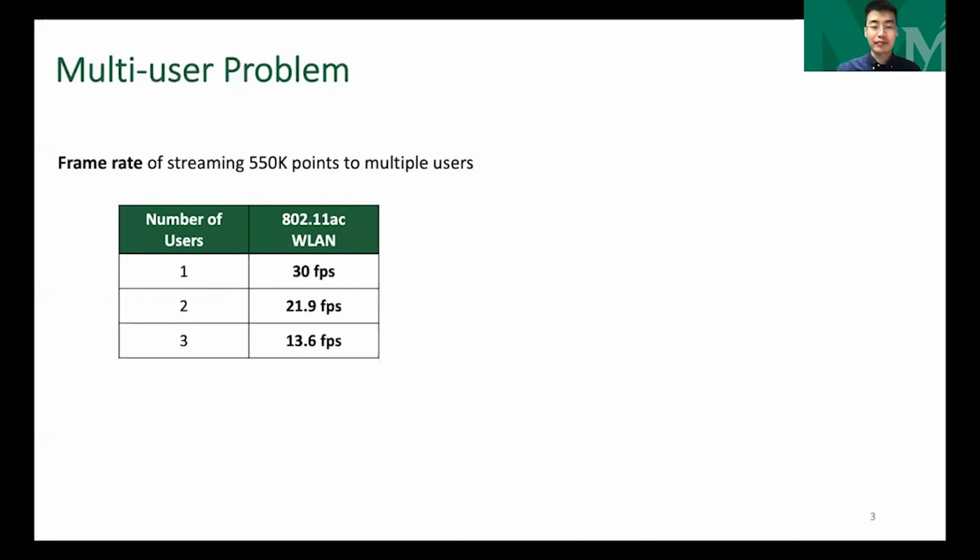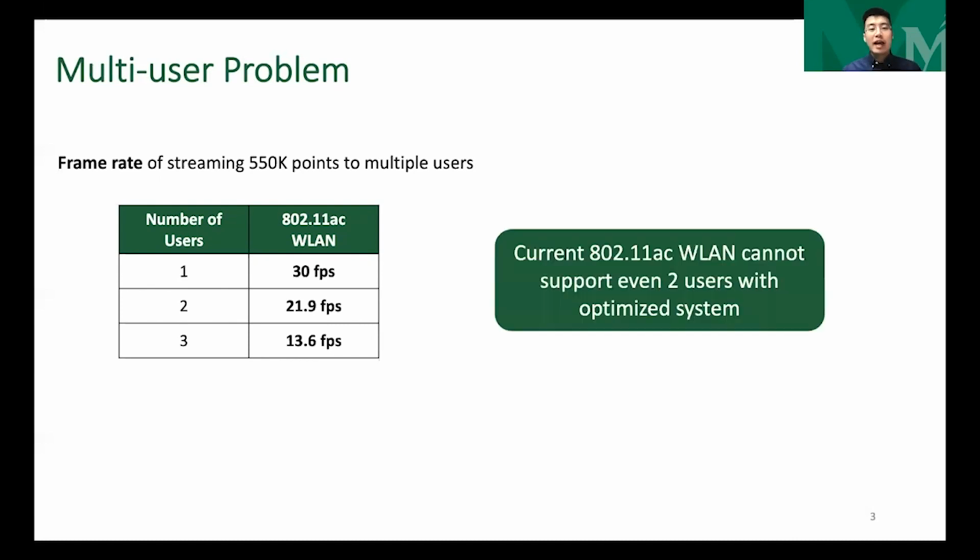To investigate this multi-user problem, we did a measurement study to run the optimized streaming system on the current 802.11ac WLAN. Here, we show the frame rate when scaling the system to multiple users. And we can see that to support a frame rate of 30 frames per second, the current WLAN cannot even support 2 users with good quality in the optimized system, let alone using a higher point density.